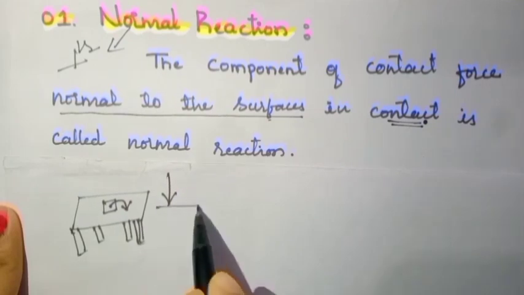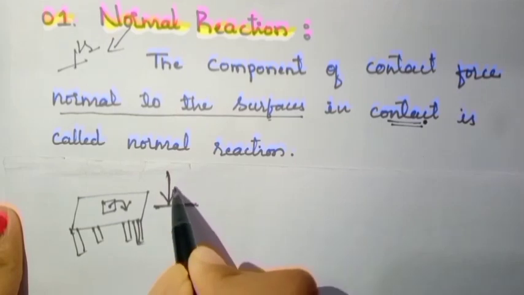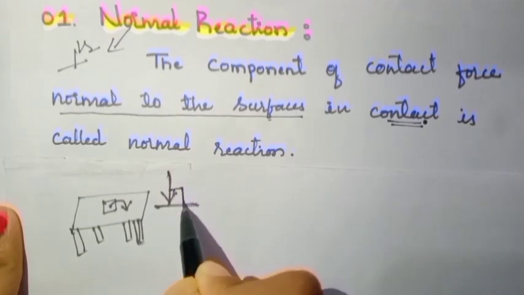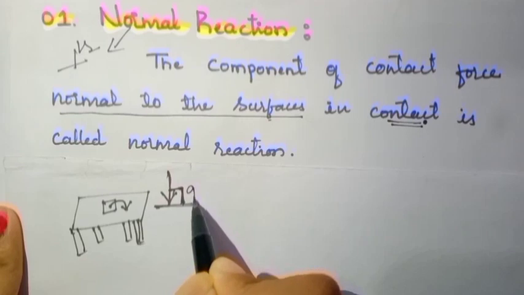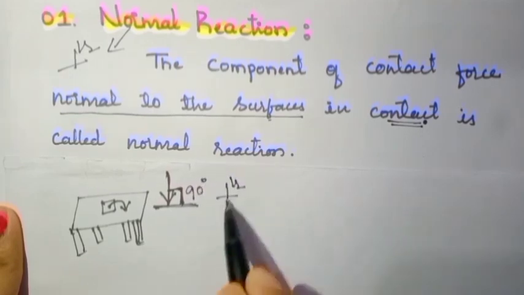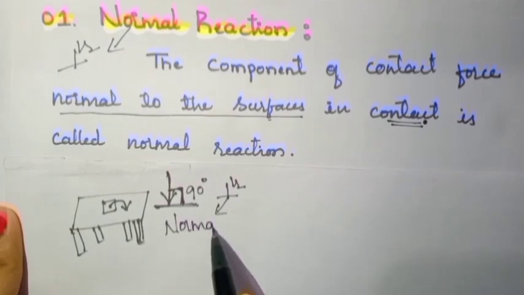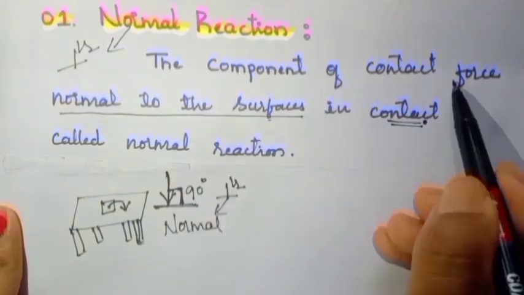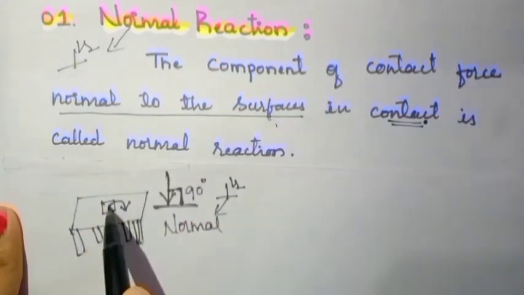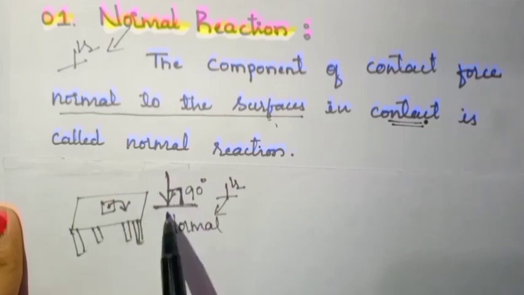So this is the table. The object is putting the force in this direction. So what is the angle created by the object to the surface? That is 90 degrees, and this 90 degrees is what we say is perpendicular. To this perpendicular we call it normal. Okay, you have to observe again: the component of contact force normal to the surface. So this force is applied normally to the surface, and hence it offers normal reaction.